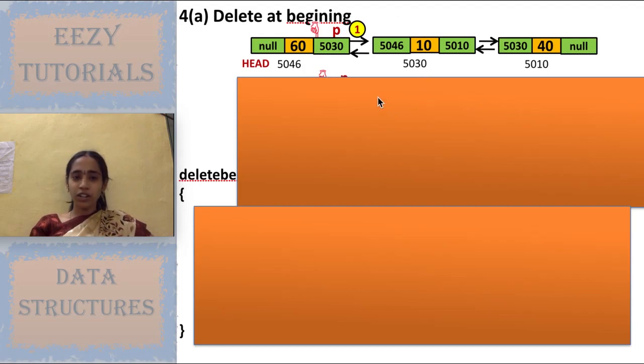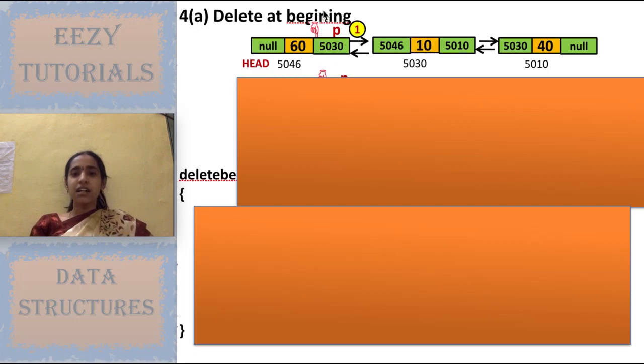Always keep one point in mind. In a doubly linked list, the first node should be marked as head. So now this is my existing doubly linked list. Head is marked here. Suppose I am deleting this node, this will vanish and this will become my first node. So head should be marked here. This is the logic you have to keep in mind.